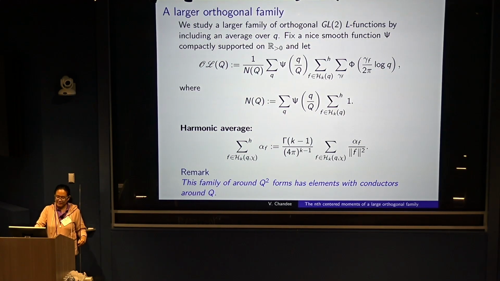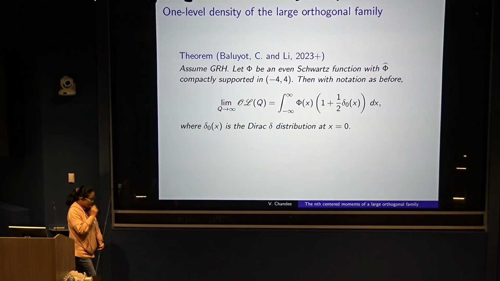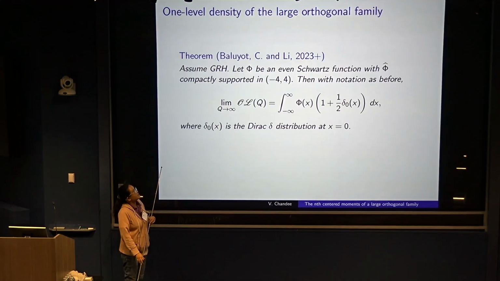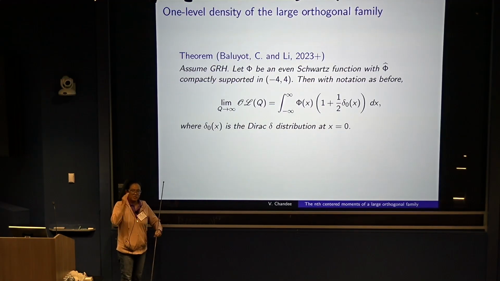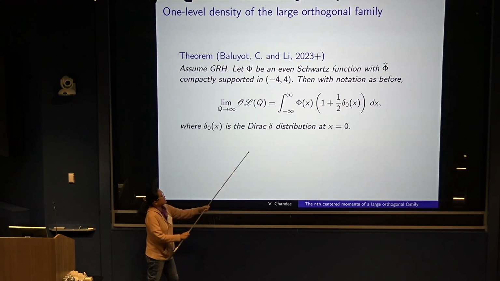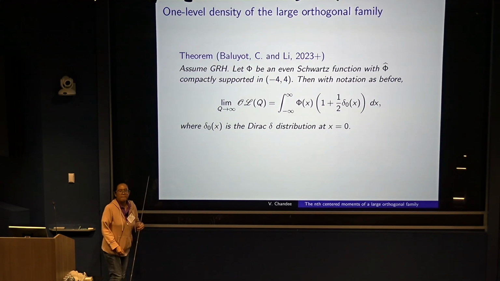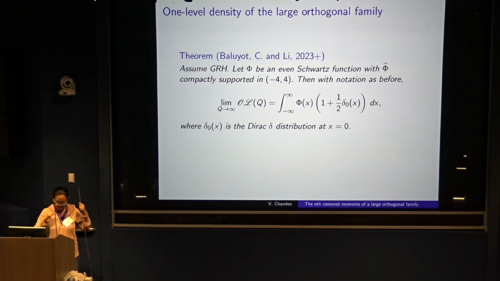And with this, there's a recent joint work of mine with Siegfred Baluyot and Xiannan Li. We can actually get the support up to (-4, 4), assuming only the generalized Riemann hypothesis. We do not need an extra assumption here, and we get the one-level density that we expect. That's the largest support you can see in the literature with this. All right.